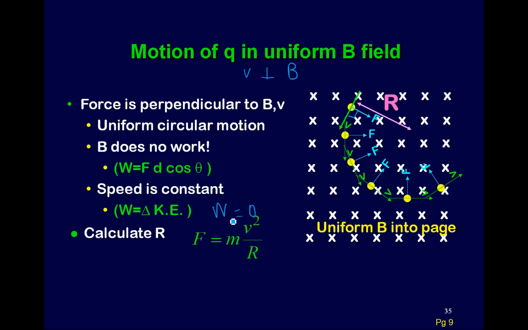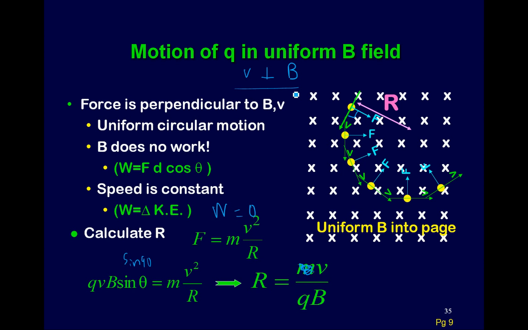We can calculate the R by essentially saying F equals ma. Remember that a equals v squared over R. For the actual force, we can plug in this equation here for the force, and we use the fact that this is for the case when the angle is 90 degrees, because we're talking about the case where v is perpendicular to the magnetic field.